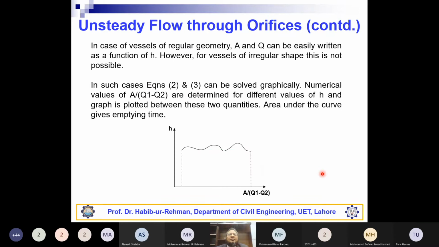So now the question is, in case of vessels of regular geometry, for example if we have an overhead tank of cylindrical shape or of conical shape, then A and Q we can easily write as a function of this small h. However, for vessels of irregular shape, this is not possible. Then how can we find the emptying time? Do you follow my point?